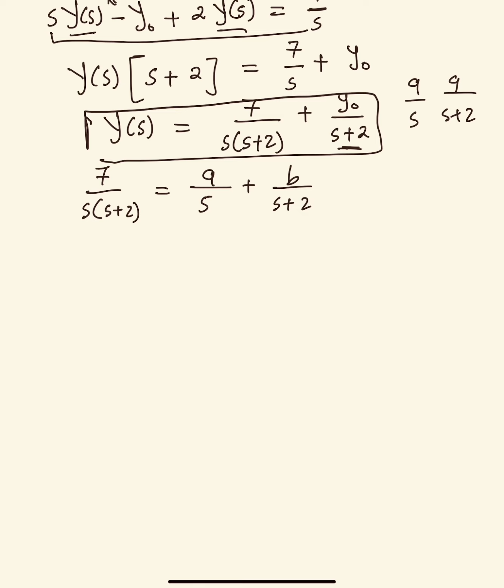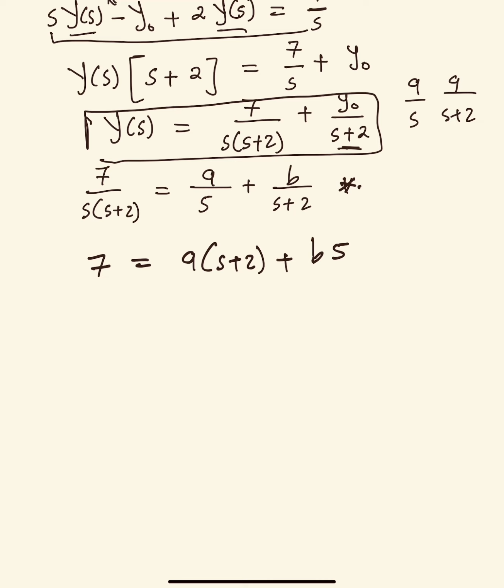So this is just going to become 7 is equal to a times (s plus 2) plus b times s. Can you see? So basically, I don't think I should be teaching you guys this, because it's fourth year stuff, and this is first year stuff.